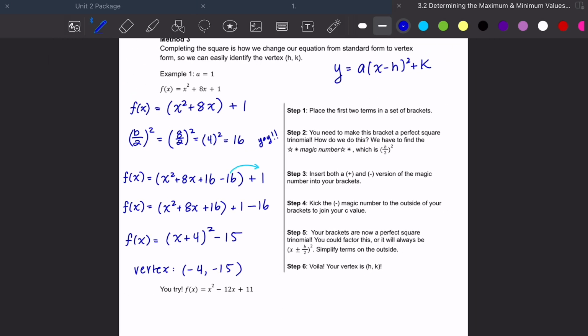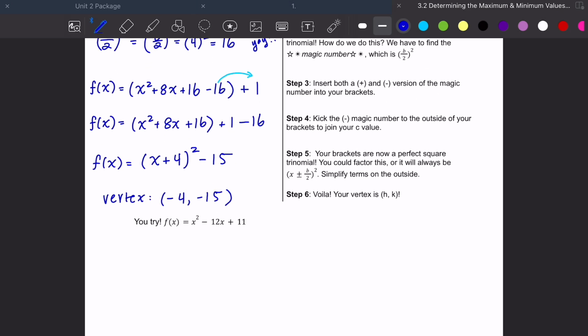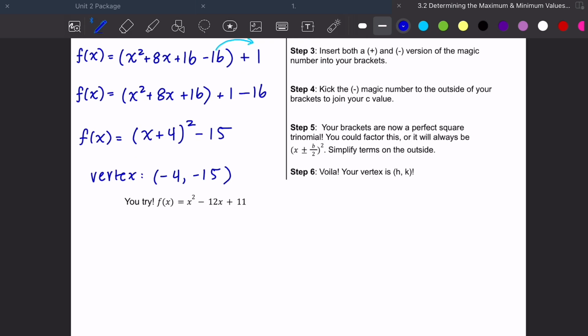Right? We're going to take the training wheels off, and I want you to try the next one. Follow the same steps. It's those same 6 steps. It's really only 5, because I just said step 6, voila. So try those 5 steps. Place the first 2 terms in brackets, find your magic number, plus minus version of the magic number, kick out the negative, and simplify. All right, try those.